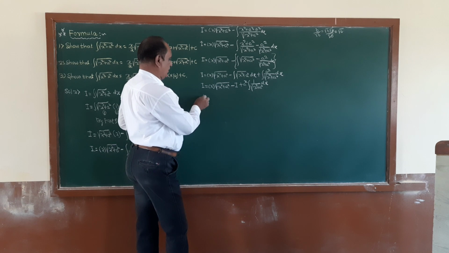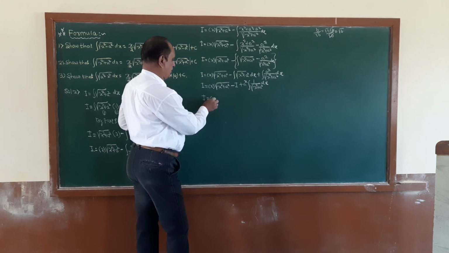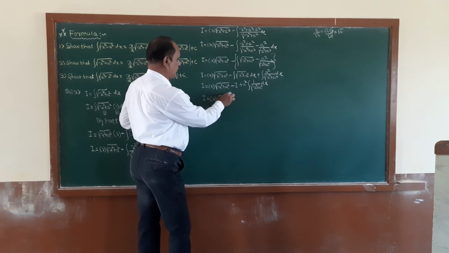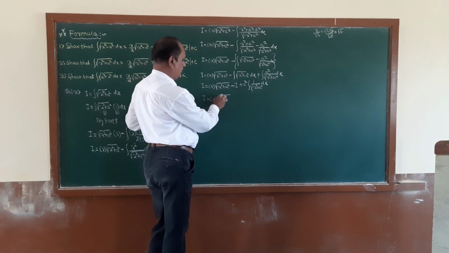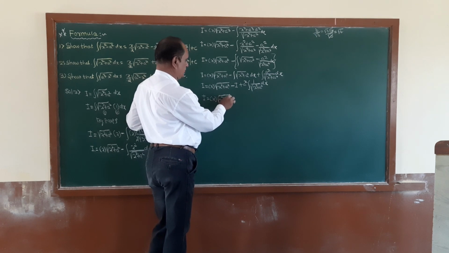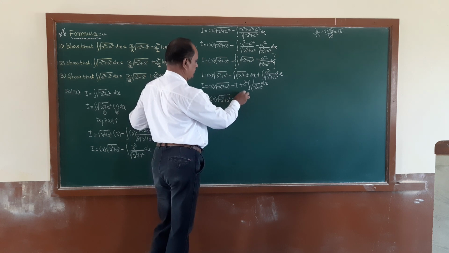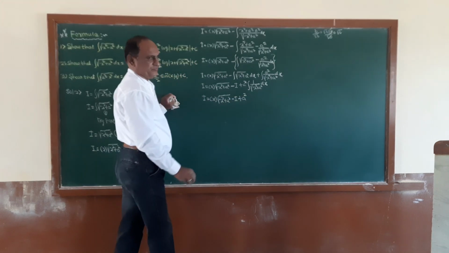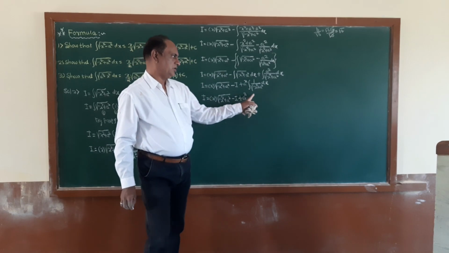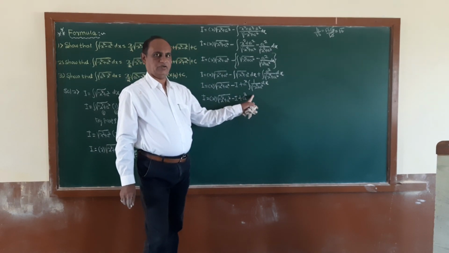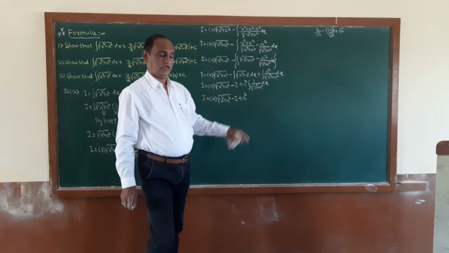Again, I is equal to x multiplied by the square root of x square plus a square, minus I, and then plus a square times the integral of the last term, the integral of 1 divided by the root of x square plus a square. It is already in the list of formulas, formula 6, so it comes from there.